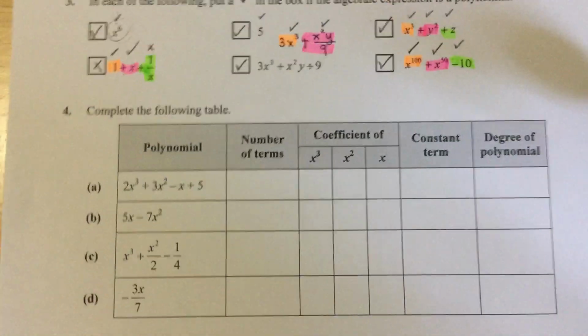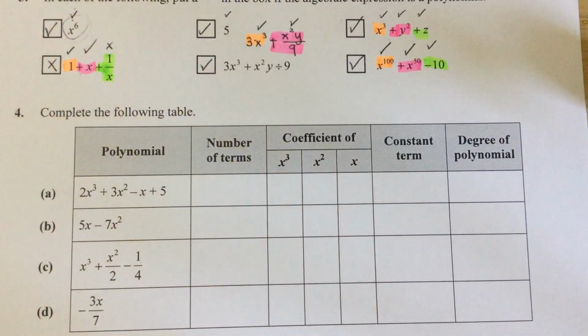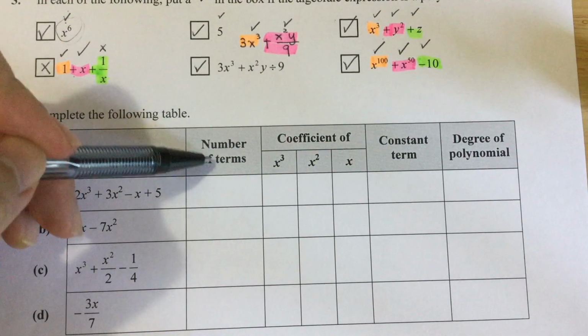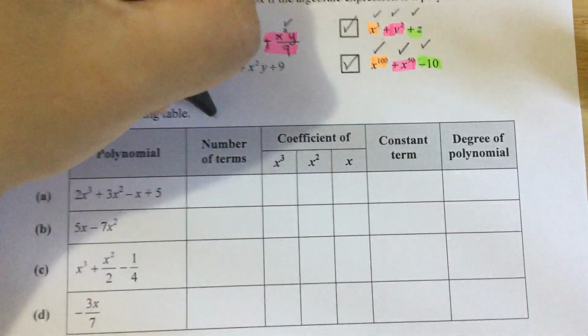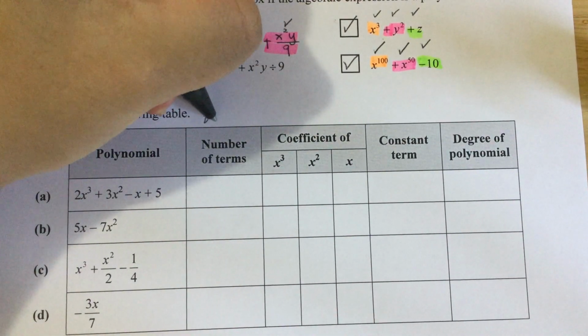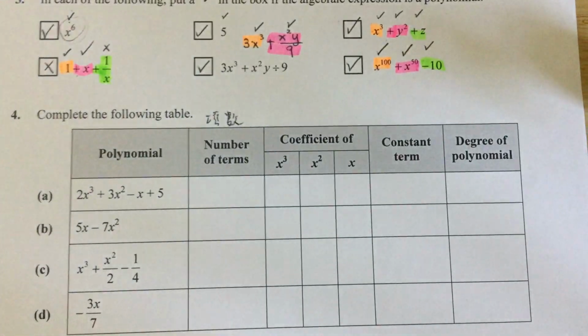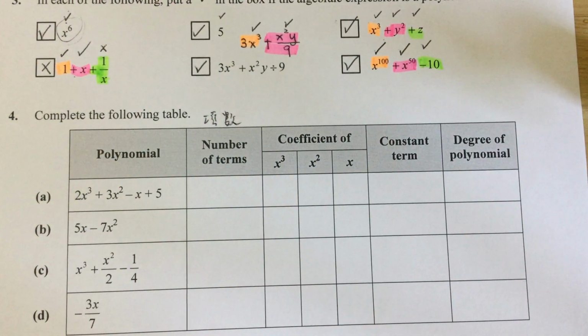Okay, now let's look at question 4. This time we have many things like that. They're polynomials. First of all, we want to answer the number of terms, 行數. That means how many terms there are in this polynomial. Now let's show you how to count this first.